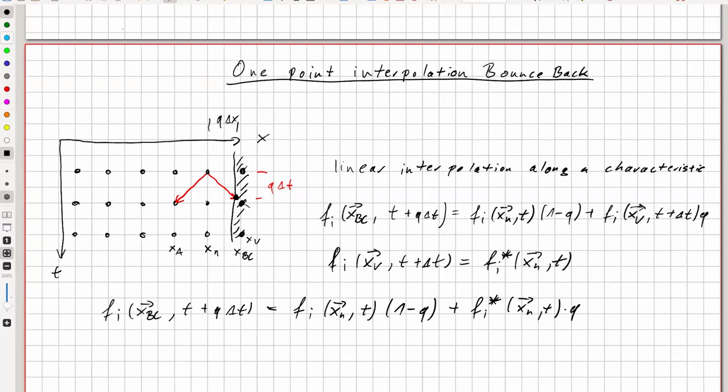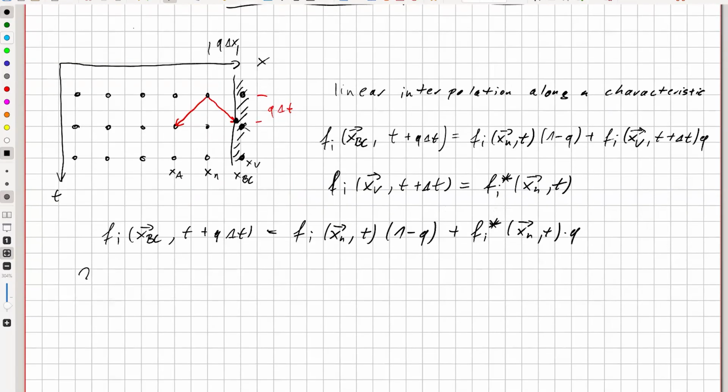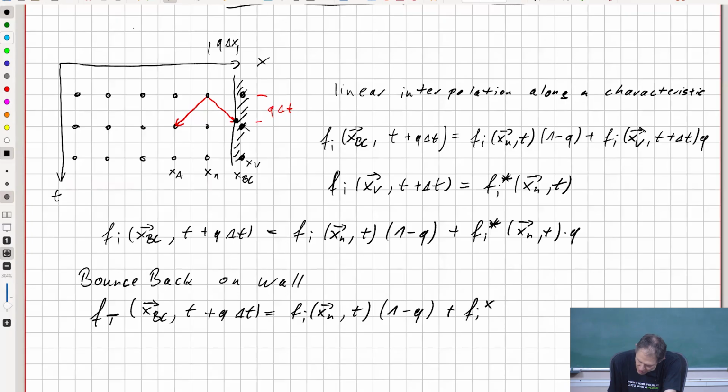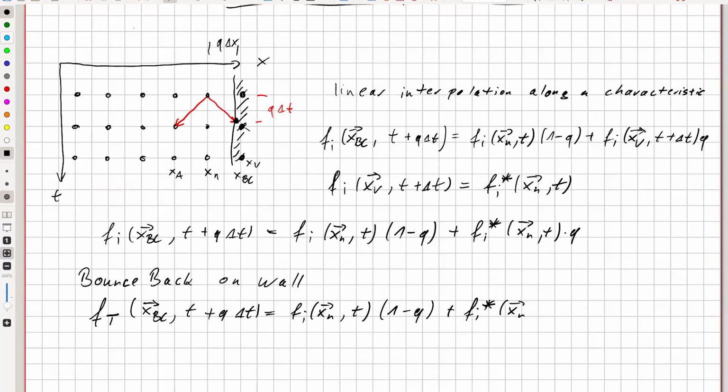So now we apply a bounce back on the wall. Bounce back on the wall means we are returning this, so this Fi over bar, the one that is now coming in the opposite direction, at xbc and t plus q delta t is equal to, it's just the same thing, Fi xn and t times 1 minus q plus Fi after collision xn and t times q.